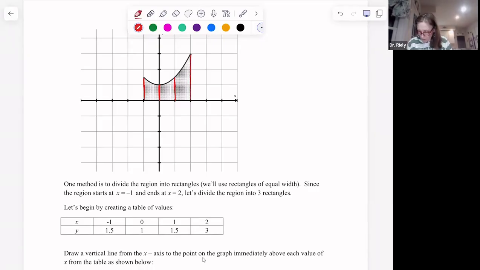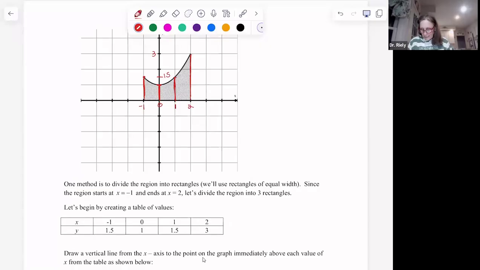So then we get to build a table. That's going to be the first thing we're going to do. If x is -1, we're going to say that this value right here is 1.5. That's how I'm getting that table. If x is 0, I can see very nicely that that is a 1. So that's a good number. If x is 1, I'm going to say that that once again is 1.5. And if x is 2, this is going to be 3 right here.